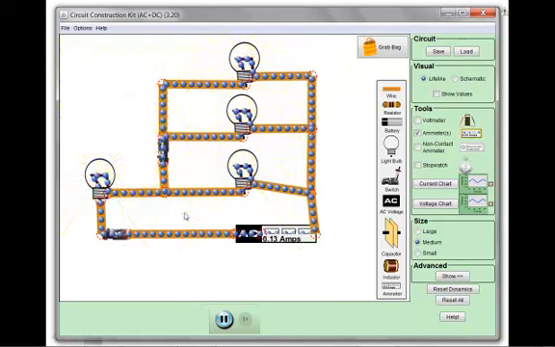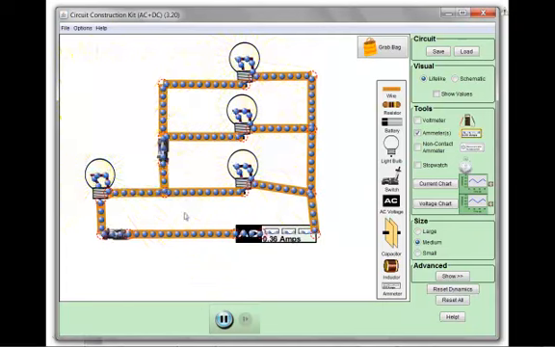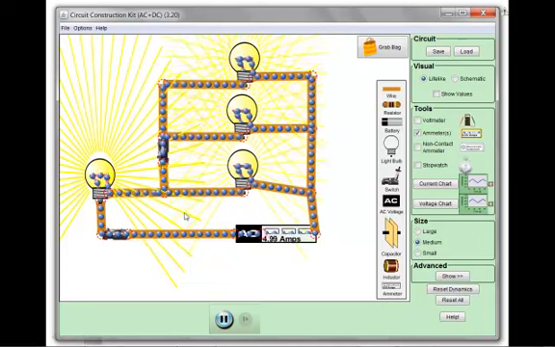But since an incandescent light has some, what do you call that? Sort of like inertia. It takes a while for it to cool off, so it's not going to go down to 0. Fluorescent lights are different, though. Okay, so did we get that?